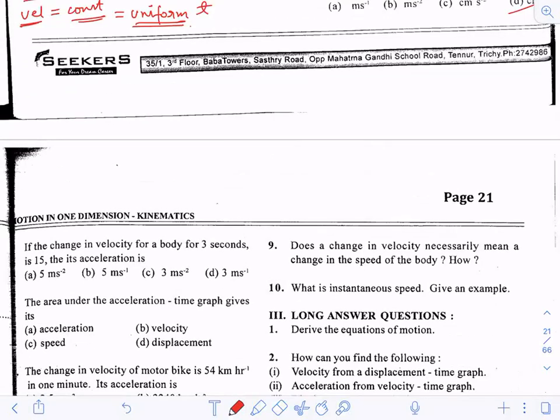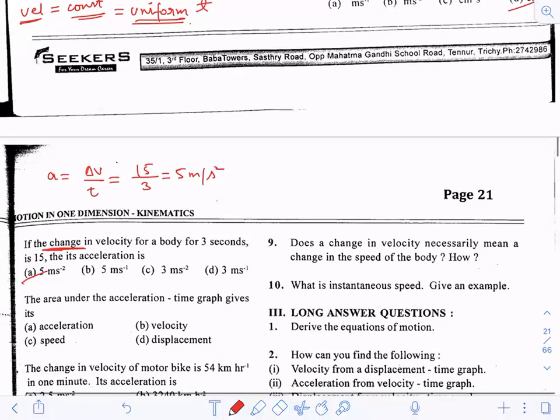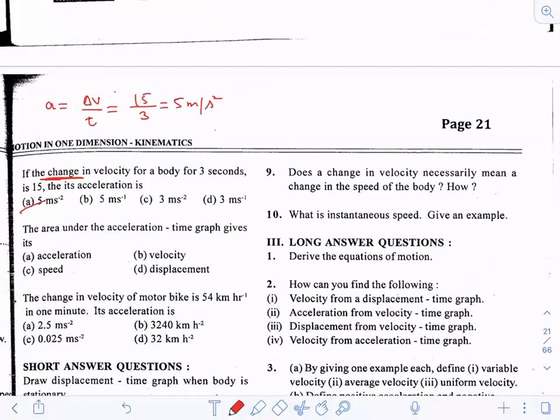So acceleration, how do we give? a is equal to delta v by t. What is delta v now? 15, because they have given me the change directly. So 15 by 3 is equal to 5 meter per second square. Option A.